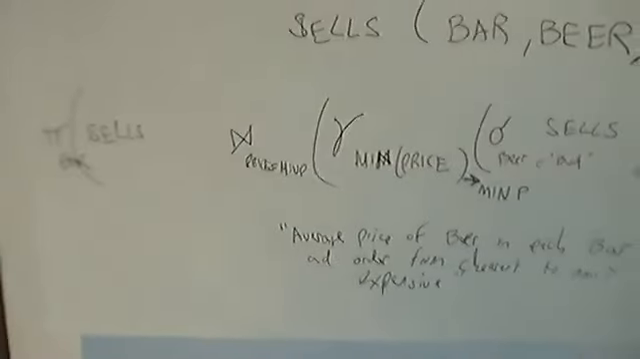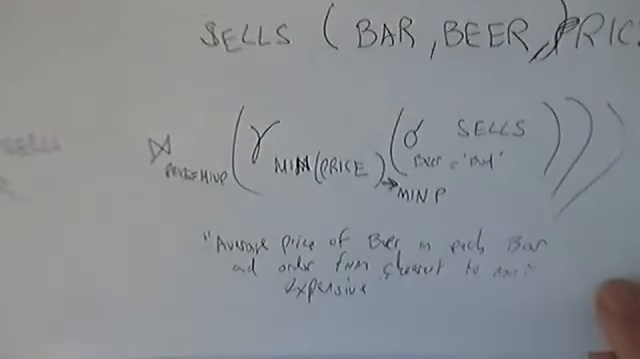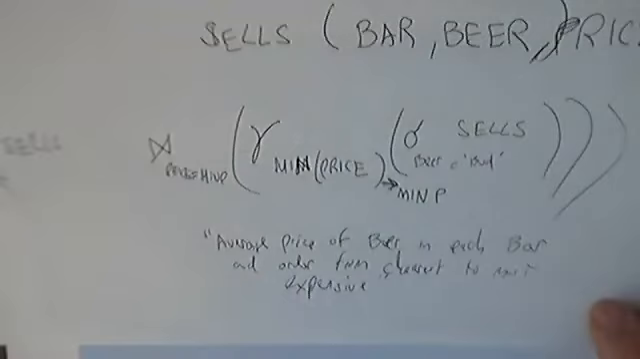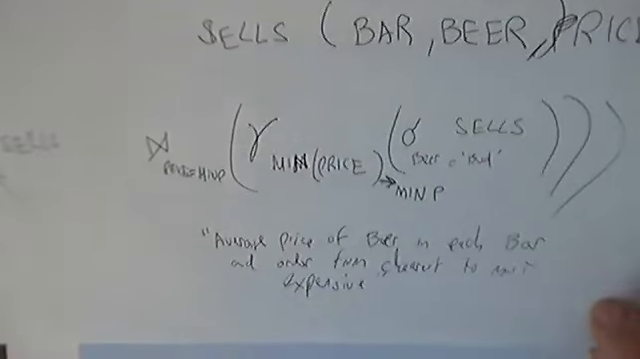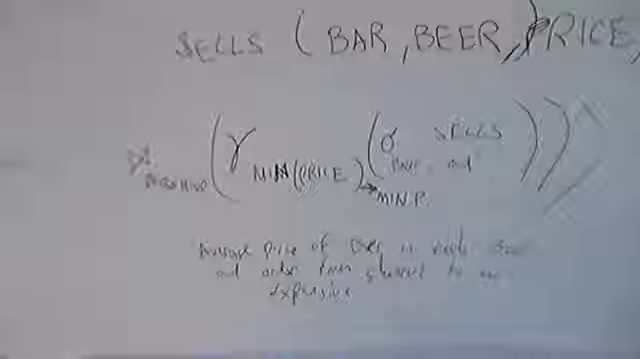Okay, but we do want to get this. We want to get the average price of, all right, now I'll just stick with beer, with beer in each bar ordered from the cheapest to the most expensive. So that's what we're after now. And we're going to use Sells, beer, and price. Do people want me to do this example, or do you think you can already do this? Okay, it looks like people vote for me to do the example. All right. So the average price of beer by each bar.